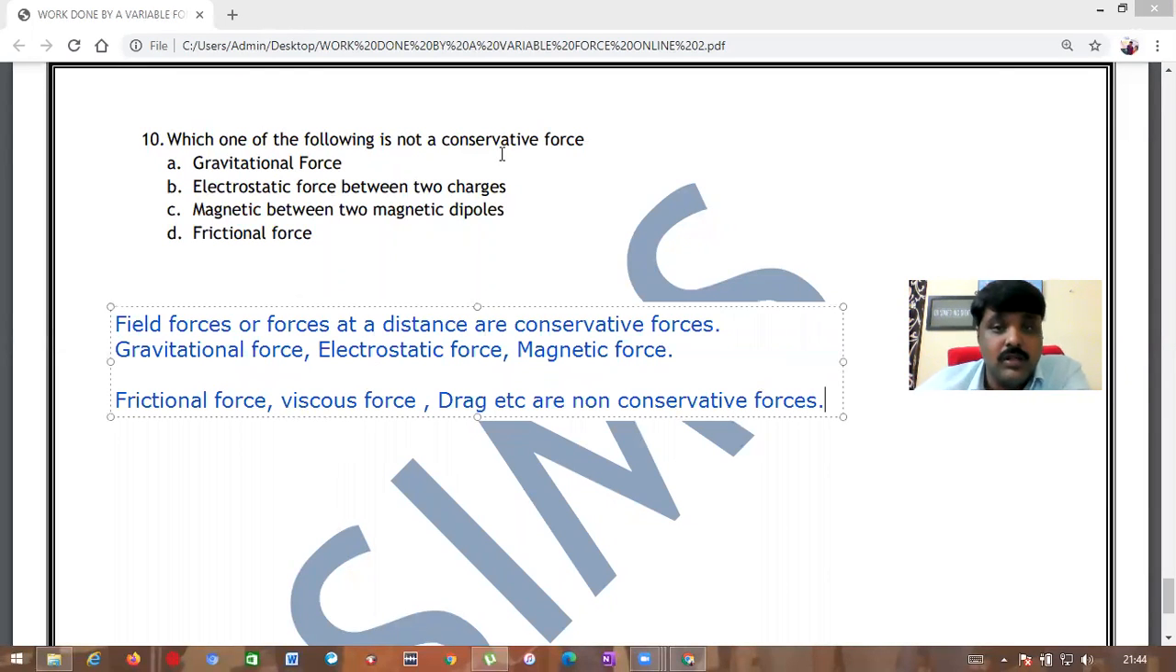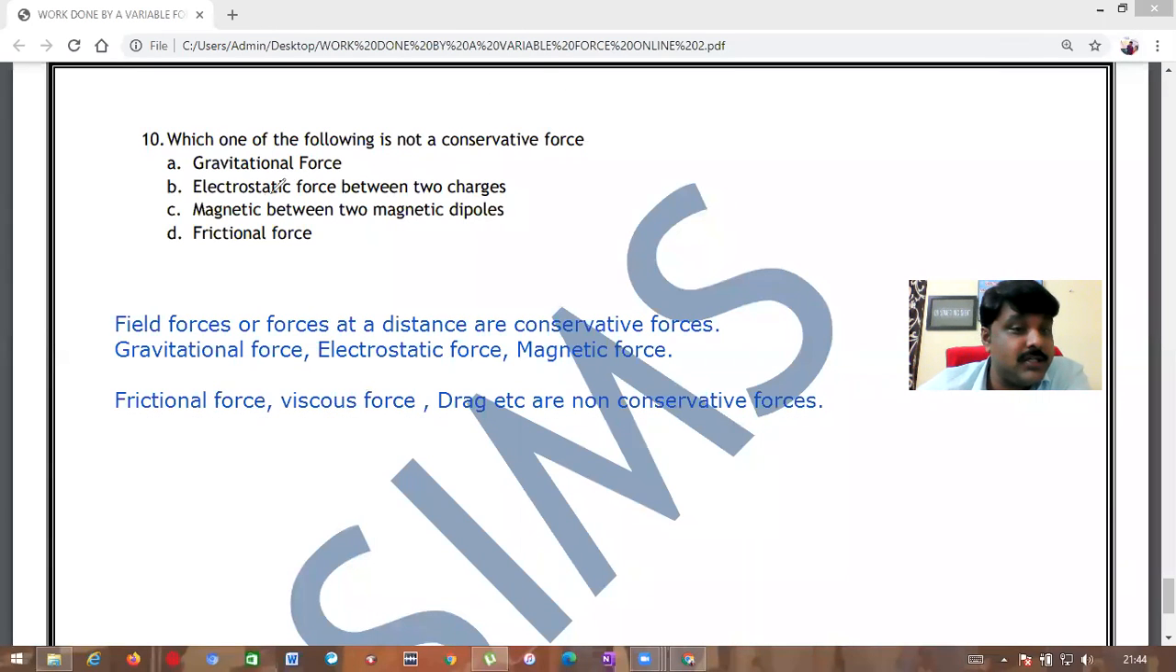Hence, what is the option in our question? Which one of the following is not a conservative force? That is frictional force. Here we have done with the 10 questions from the chapter of work, energy, and power. And later, in the next session, we are going to deal with some more numericals from the same chapter.